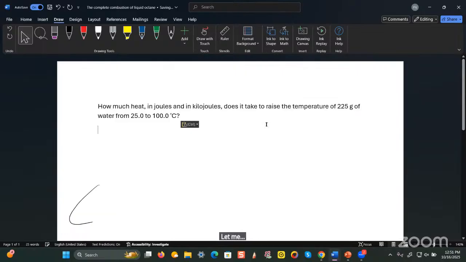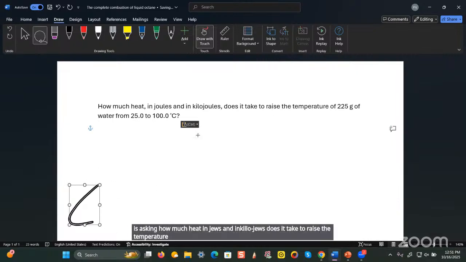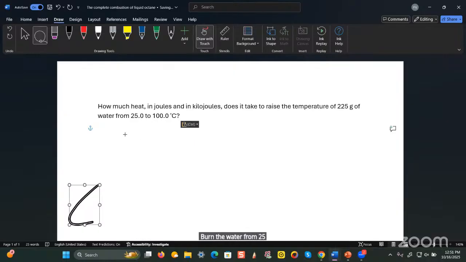Okay, so this is the question right here. It's asking how much heat in joules and in kilojoules does it take to raise the temperature of 225 grams of water from 25.0 degrees to 100 degrees Celsius, all right?